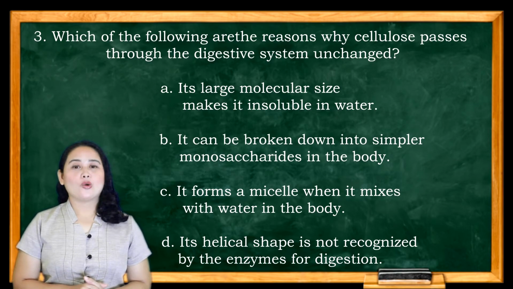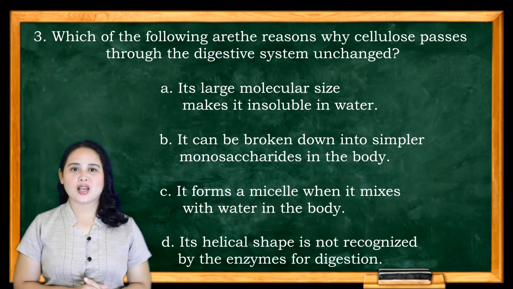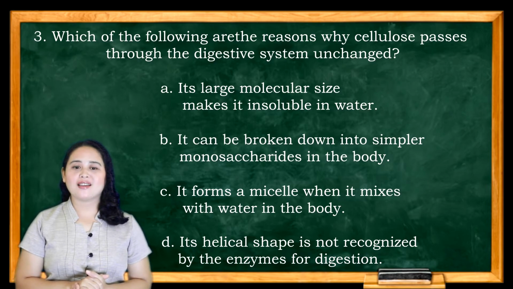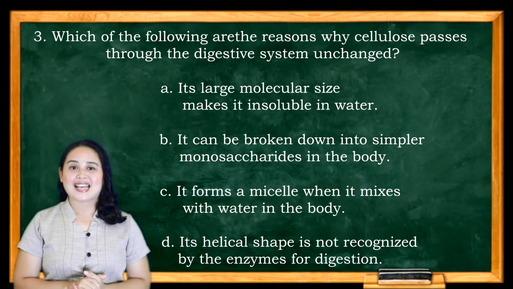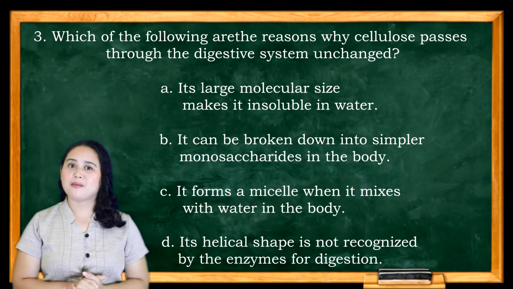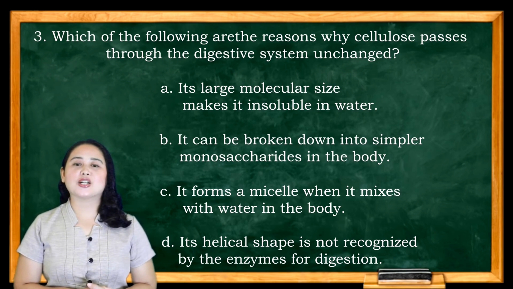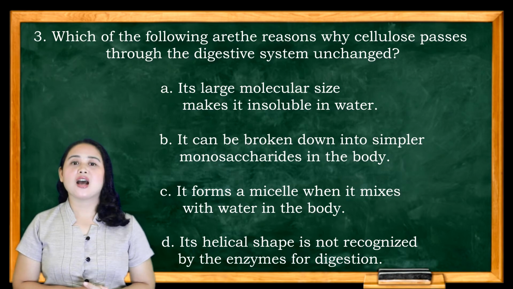Number 3. Which of the following are the reasons why cellulose passes through the digestive system unchanged? A. Its large molecular size makes it insoluble in water. B. It can be broken down into simpler monosaccharides in the body. C. It forms a micelle when it mixes with water in the body. And D. Its helical shape is not recognized by the enzymes for digestion.